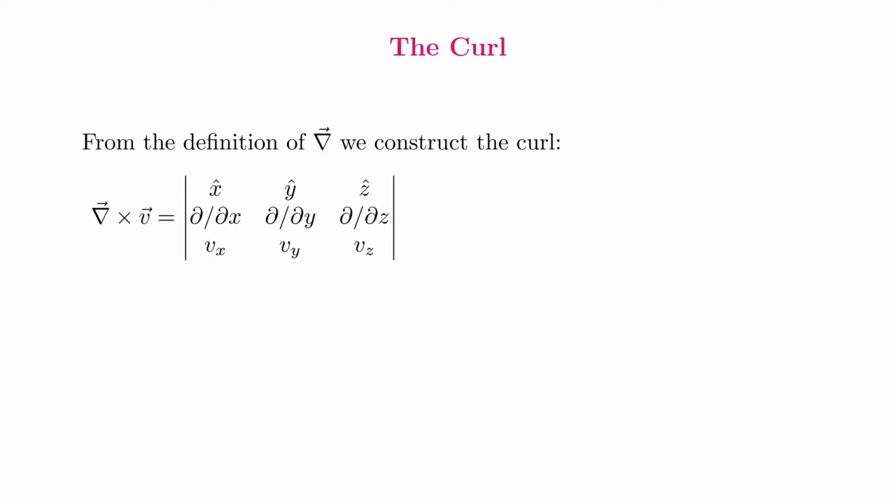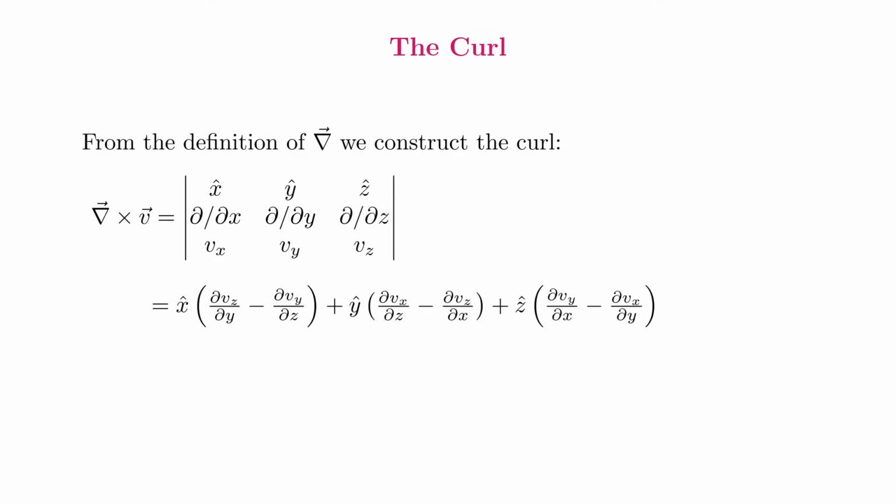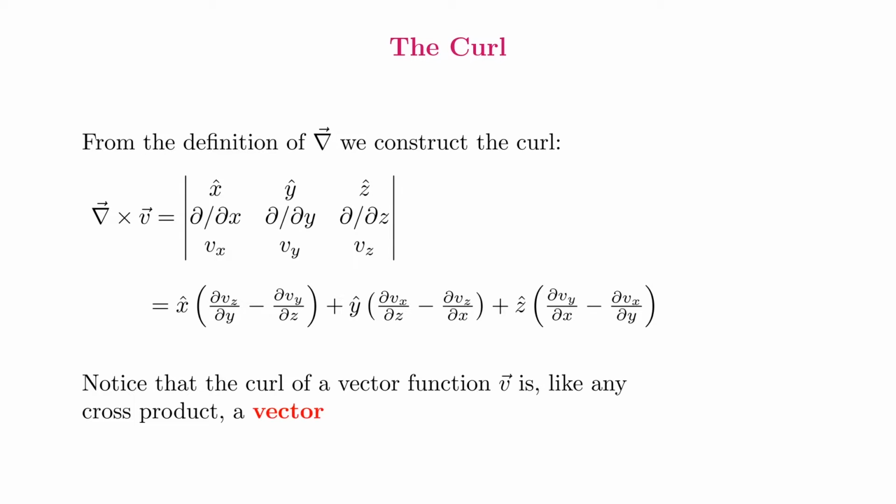Vy and Vz. When expanded, this will be equal to x hat (dou Vz by dou y minus dou Vy by dou z) plus y hat (dou Vx by dou z minus dou Vz divided by dou x) plus z hat (dou Vy divided by dou x minus dou Vx divided by dou y). Notice that the curl of a vector function V is, like any cross product, a vector.